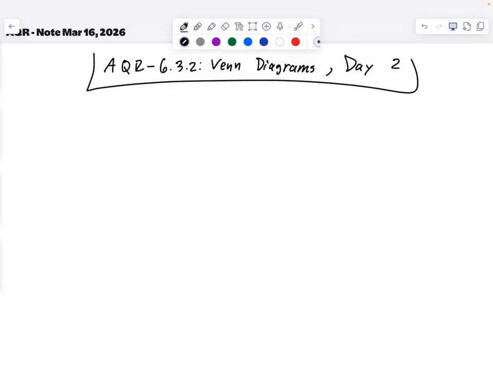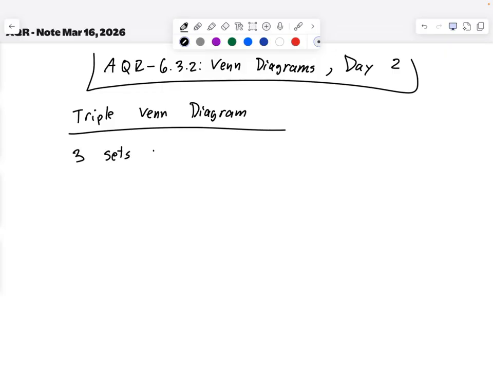So how am I going to ask the questions? They're going to be very similar to the ones you just saw today with the values inside. But understanding how to identify the various sections becomes important. So today we're focusing on what's also known as a triple Venn diagram. All right. So a triple Venn diagram is basically 3 sets within a universal set.